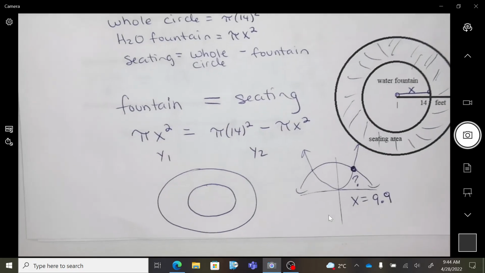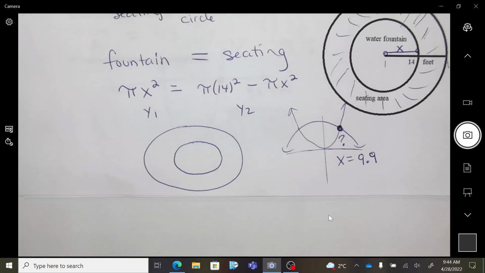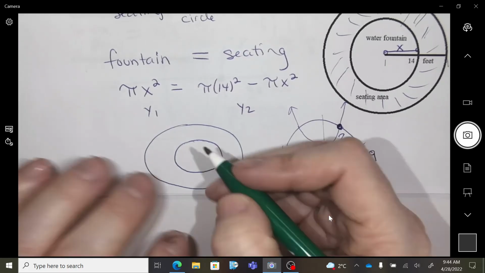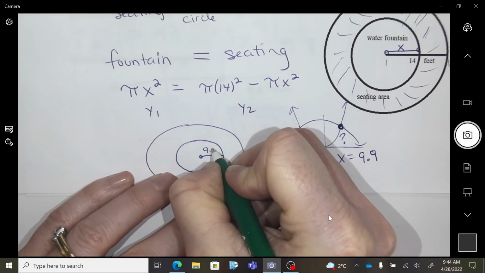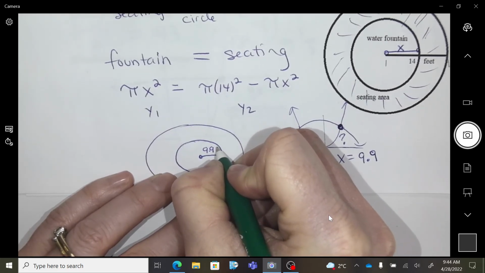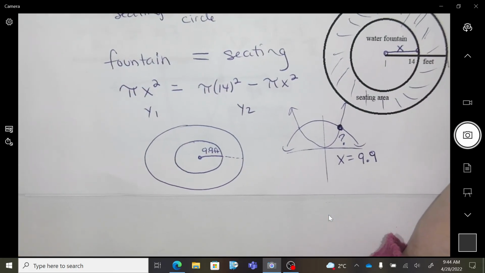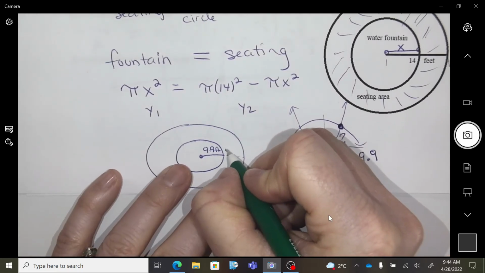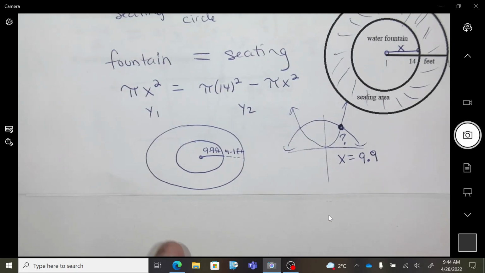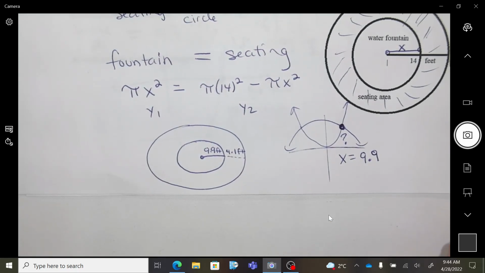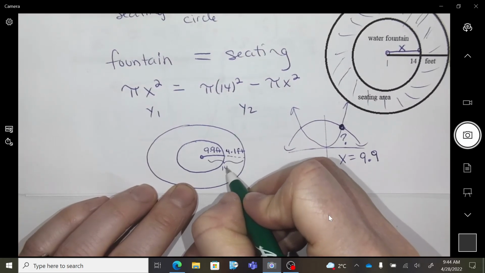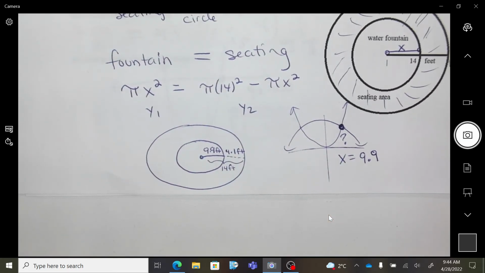Okay, so what does this mean for the project designer when you have an x value of 9.9? What is it even talking about? So the designer will have to make that 9.9 feet. And that would be 4.1 feet, because we knew the whole radius was 14. So that's what the whole design is going to look like. That's what this number is.